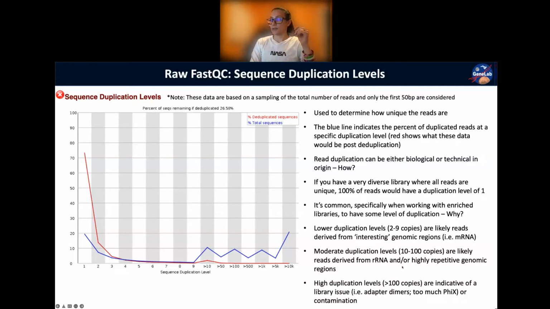High duplication levels that are over 100 copies can be indicative of a library issue. So that could be indicative of adapter dimers, right? Because adapter dimers are all going to be the same sequence. If you spike in Phi-X and you add a little bit too much, Phi-X is going to have similar sequences, or it could be some other contaminant that you have in there. And so, question here: are duplicates present in this sample, and should we be concerned?